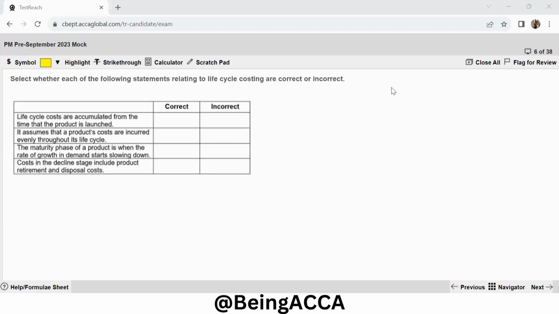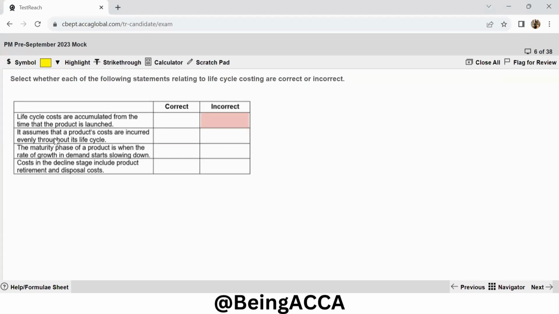So the next question that we have over here is, select whether each of the following statements relating to life cycle costing are correct or incorrect. Life cycle costs are accumulated from the time that the product is launched. Now this statement is false. Why is this statement false? This statement is false because life cycle costs also include the research and development costs prior to the launch of the product. So this statement does not include them. So that is why this is incorrect.